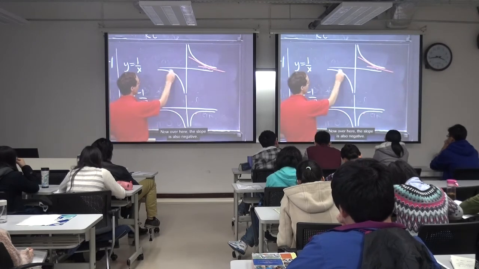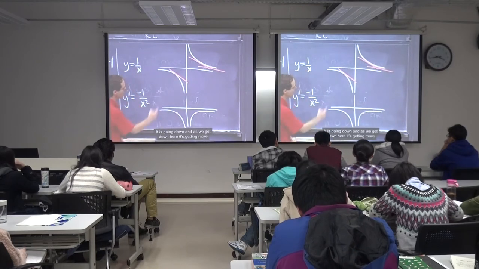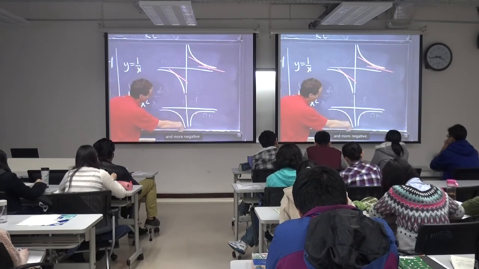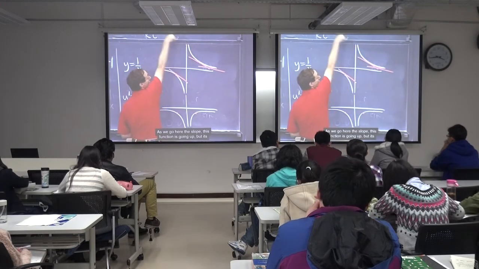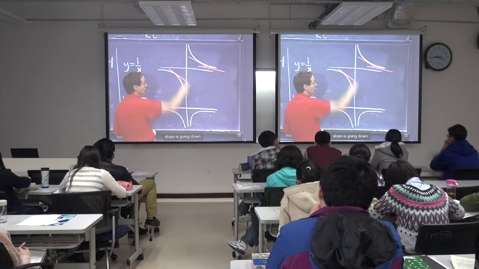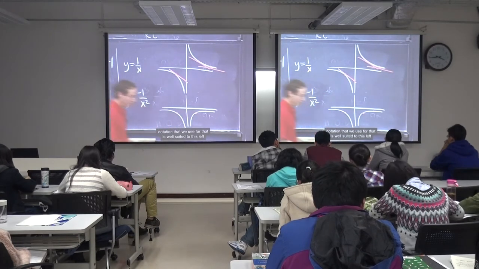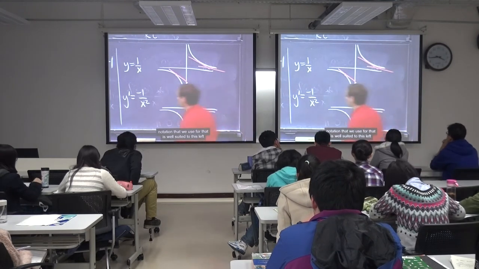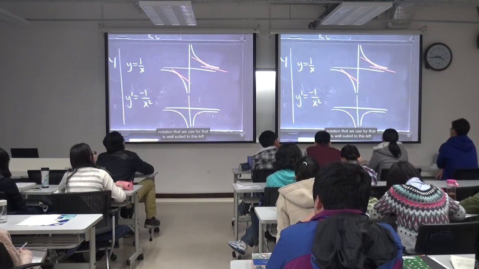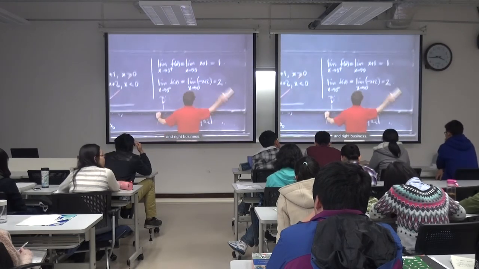Now over here, the slope is also negative. It's going down, and as we get down here, it's getting more and more negative. As we go here, this function is going up, but its slope is going down. All right, so the slope is down on both sides. And the notation that we use for that is well suited to this left and right business.